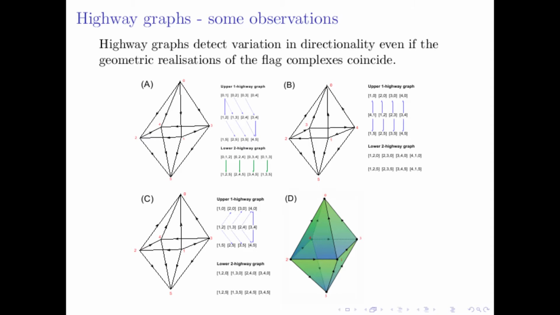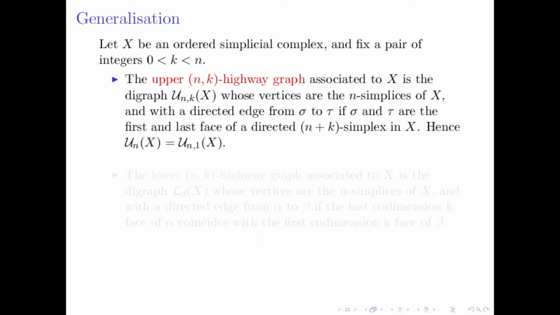Of course, they're not unique, okay? Because, for instance, if you look at the lower 2 highway graph here and here, it's the same, although the upper one highway graphs tell the difference. All right? So you don't have a uniqueness statement, but you do see variations. And of course, once you have this concept, last time I gave this lecture at the Hausdorff Institute in Bonn, I was asked the question, well, why do you only take codimension 1? Of course, you don't have to do that, and that gives you a way of thinking about these highway graphs as having more meaning, if you wish.